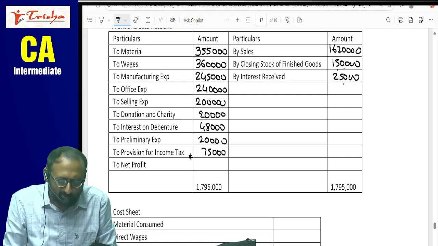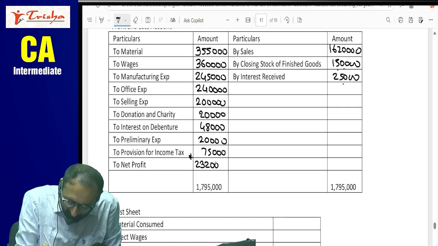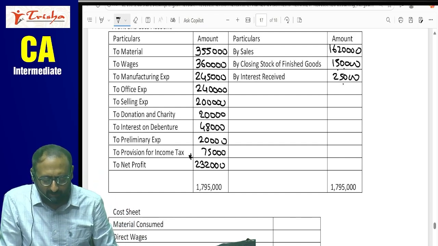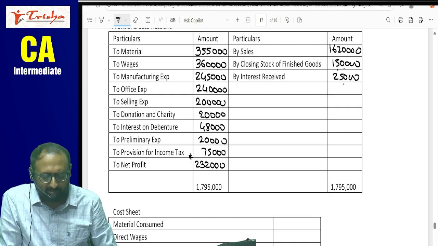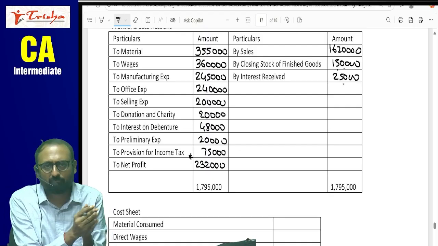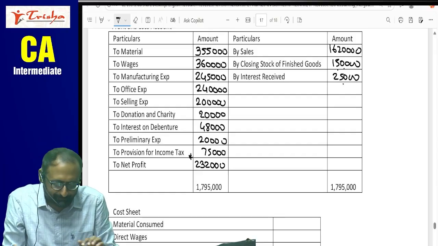Sir, is your profit 2,32,000? Yes, sir. 2,32,000 is your profit. I'll write onto the debit side. 2,32,000 is your net profit. Is it correct, guys? So under finance, very simple. All the expenses will be written onto the debit side. Sale and closing stock will be written onto the credit side.